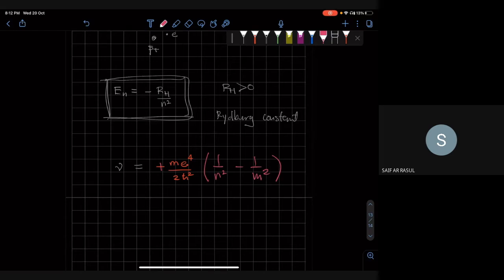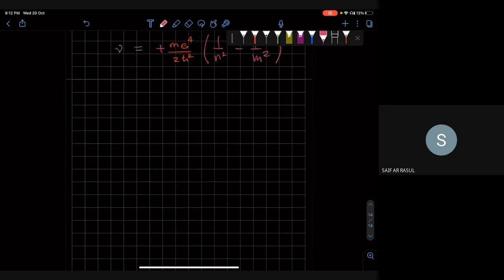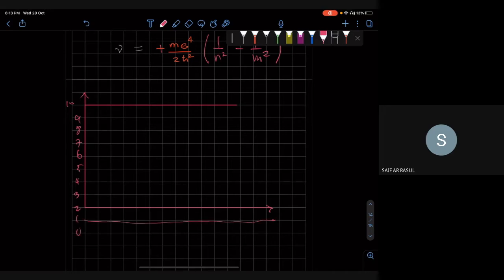So there are these series that were discovered before Bohr came up with this picture, and the Bohr atom nicely explained them. What are these? If you plot n on the y-axis, suppose this is n, 10, 9, 8, 7, 6, 5, 4, 3, 2, 1. There is no 0, of course.